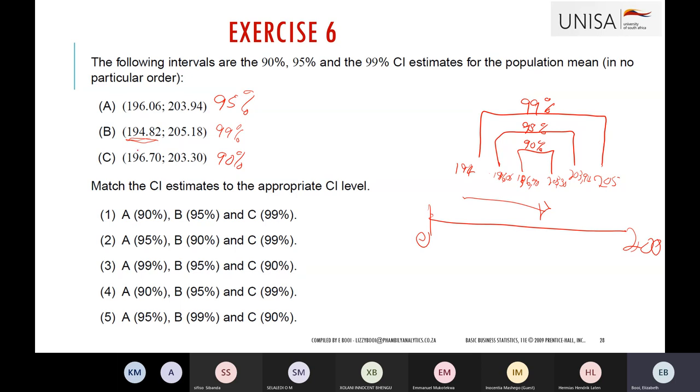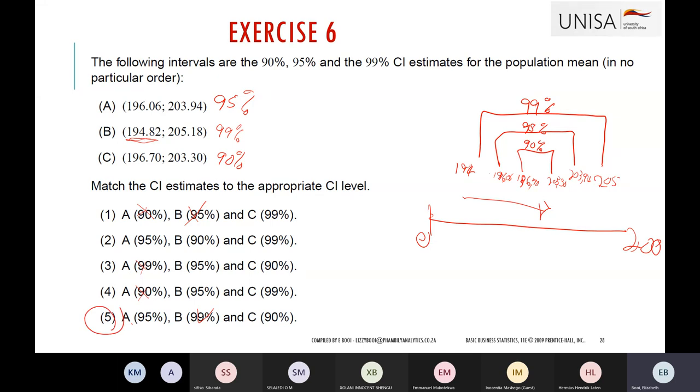A is 95, so this one won't be correct. That will be correct. This won't be correct. That won't be correct. That one will be correct. So we move to the next one, B. We only have those two. That won't be correct, but this is correct. So therefore, our answer is option 5.